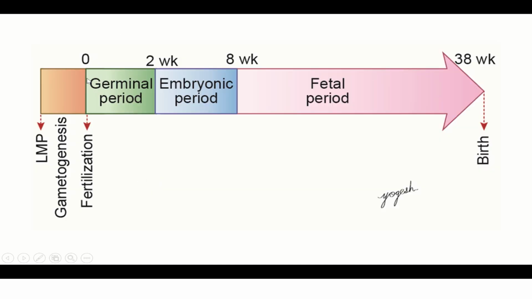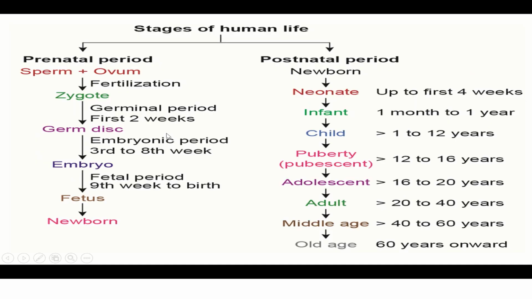Here you can see the germinal period from 0 up to the 3rd week, and then the 4th to 8th week is embryonic. From the 9th week onwards it is the fetal period. Looking at prenatal and postnatal: in the prenatal period, from fertilization till the 3rd week is germinal, then the 4th to 8th week is the embryonic period. The fetal period is from the 9th week till the birth, so till then we call it a fetus. After that it is a newborn.